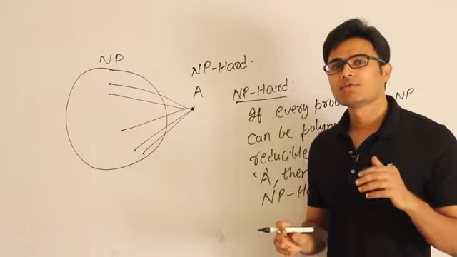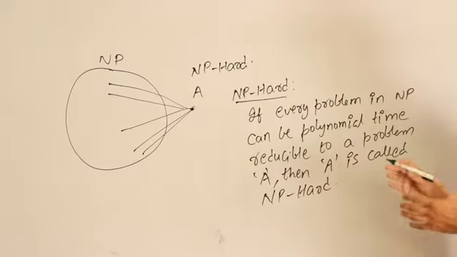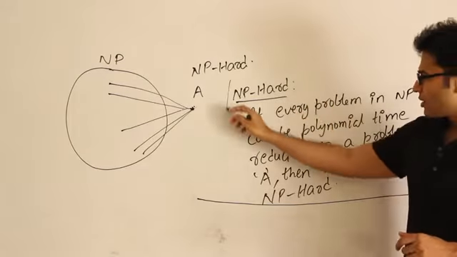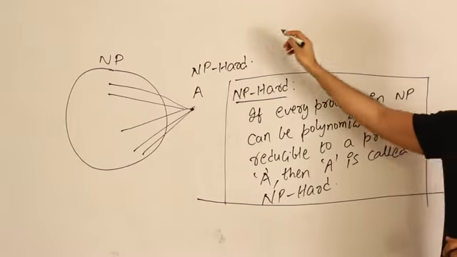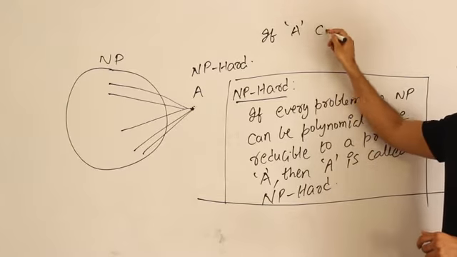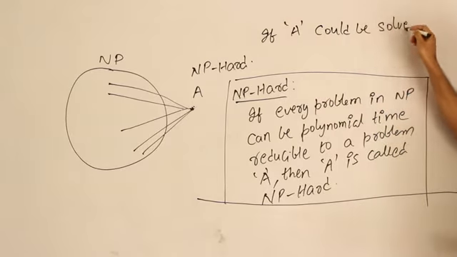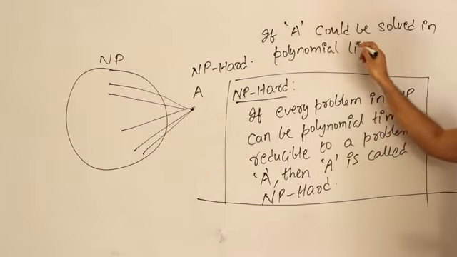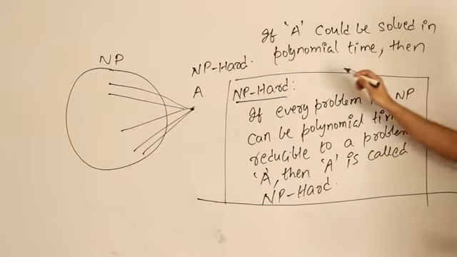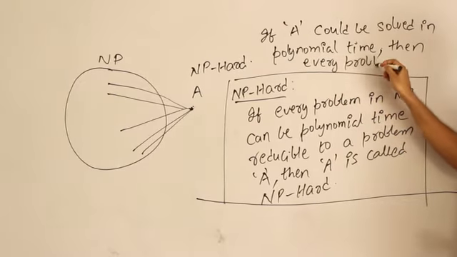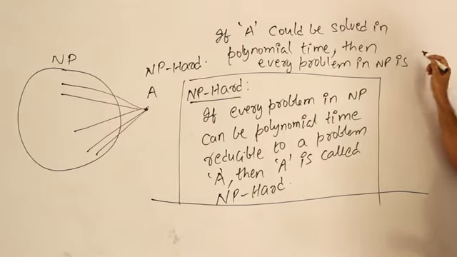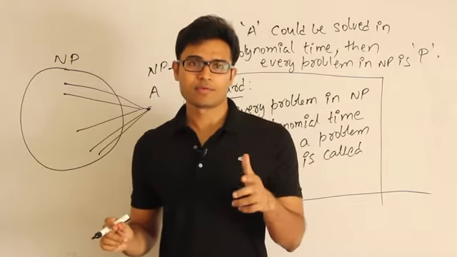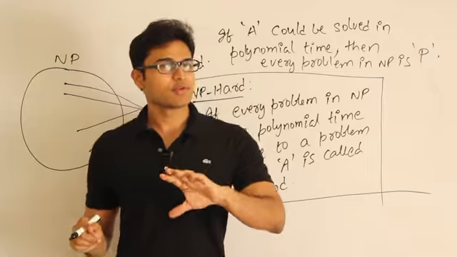So now what conclusions could you come to? I mean, what is the significance of such a problem, or what are the implications of this? I'm saying that if A is such a problem, then you could make a simple statement. If A, which is an NP hard problem, could be solved in polynomial time, then what does it mean? Then every problem in NP is P, polynomial time solvable. Think about it. If you are able to give a solution to an NP hard problem in polynomial time, then every problem in NP could be solved in polynomial time.